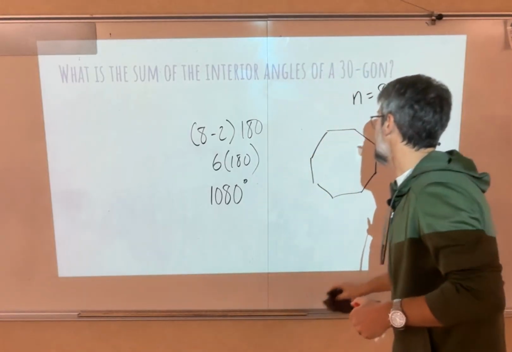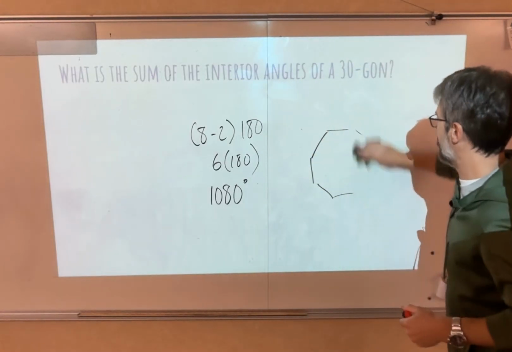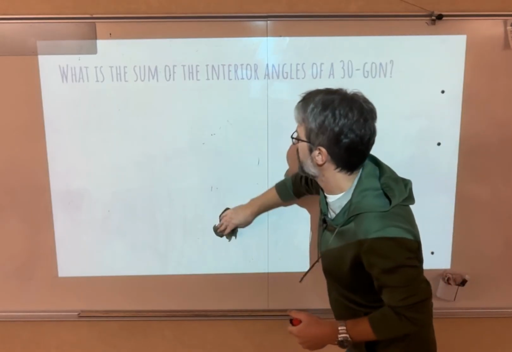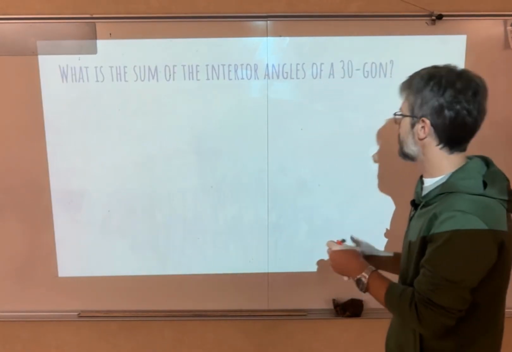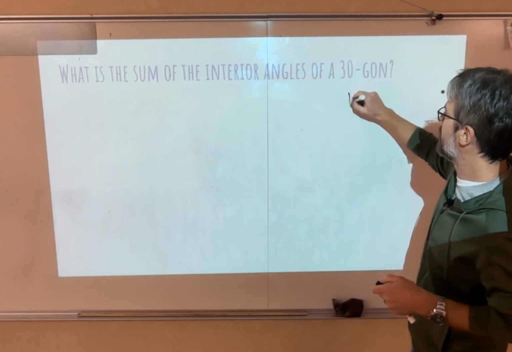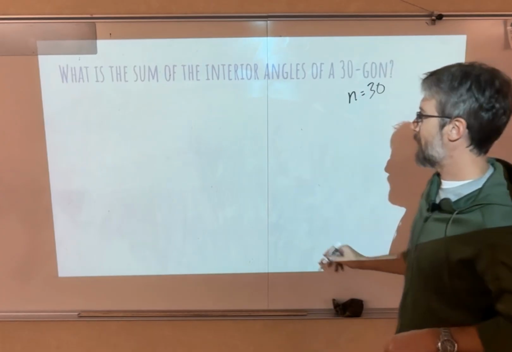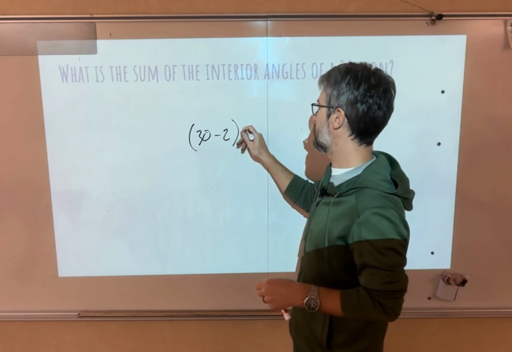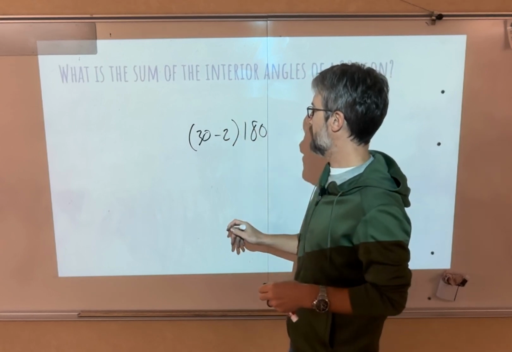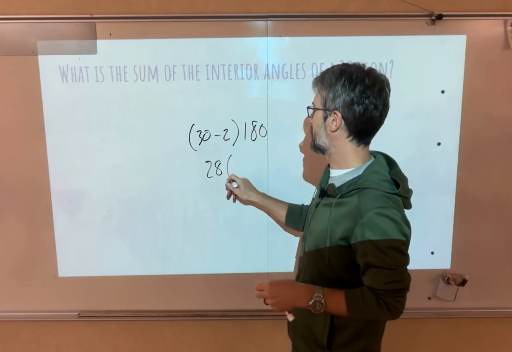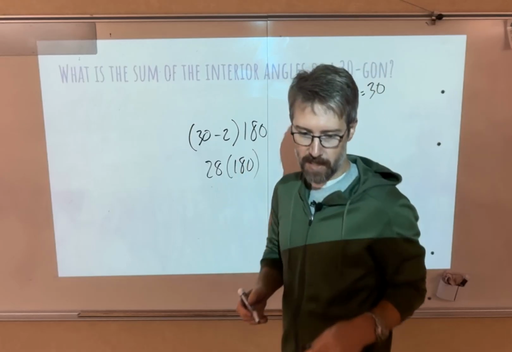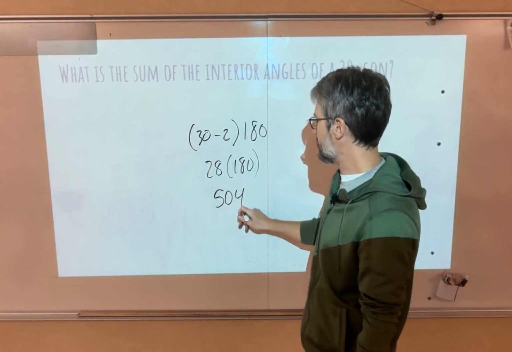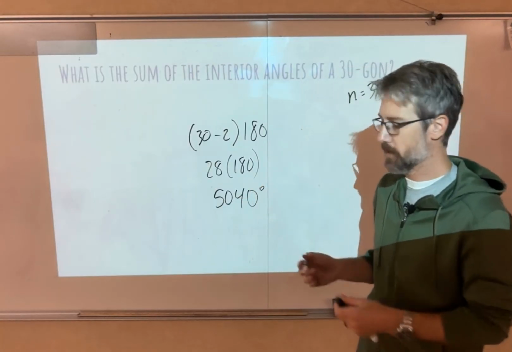All right, I'm not going to sketch this one. A 30-gon, meaning a 30-sided shape. It's starting to look darn near like a circle once we get up to that point. Mathematically, it's pretty easy. 30 minus 2 times 180, so that's 28 times 180, and that is 5,040 degrees.